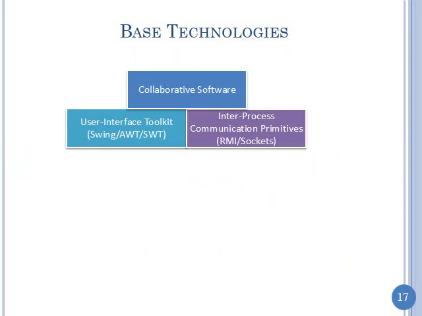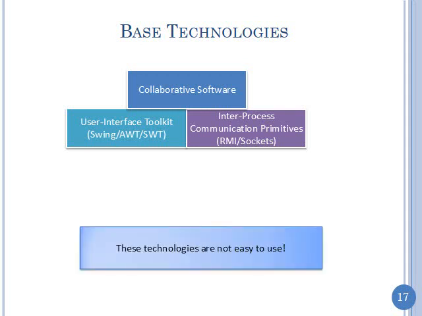So collaboration software is built on top of some kind of user interface toolkit and some form of inter-process communication, RMI, sockets, and so forth. And to make your task, these technologies are not easy to use.